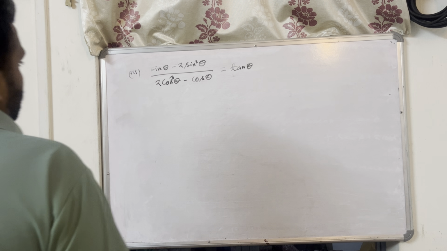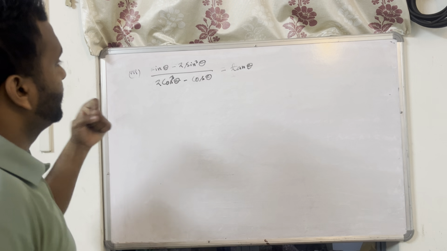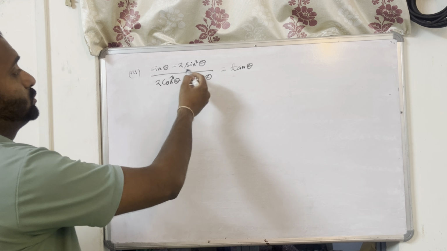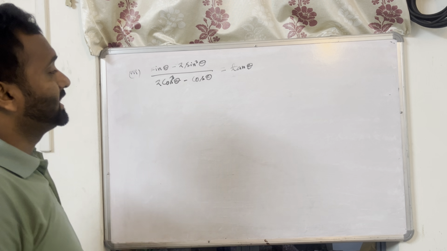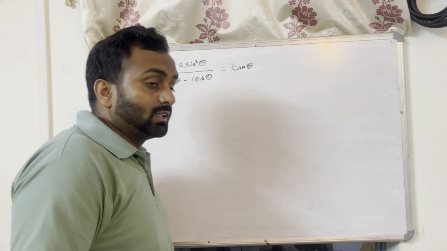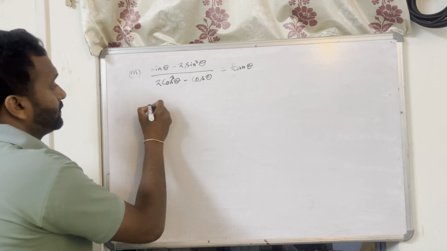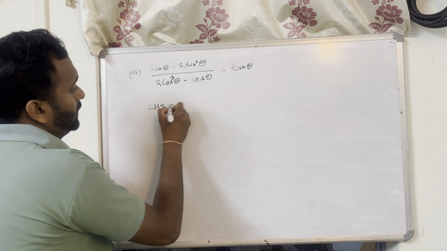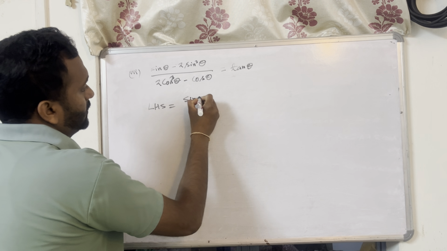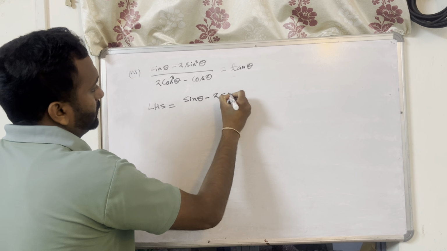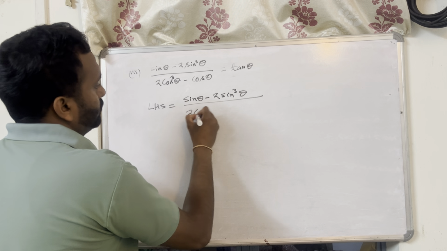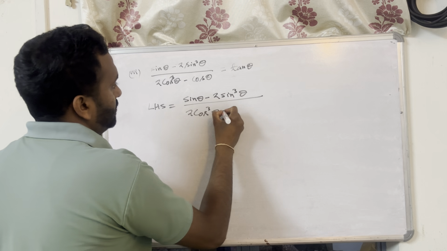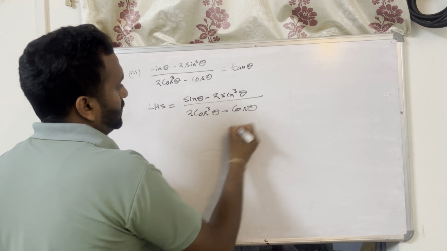So now let's do question number 5 part 7, and here we have sine theta minus 2 sine cube theta divided by 2 cos cube theta minus cos theta, that we have to prove equal with tan theta. So let's start with the LHS again. So here LHS is sine theta minus 2 sine cube theta divided by 2 cos cube theta minus cos theta.